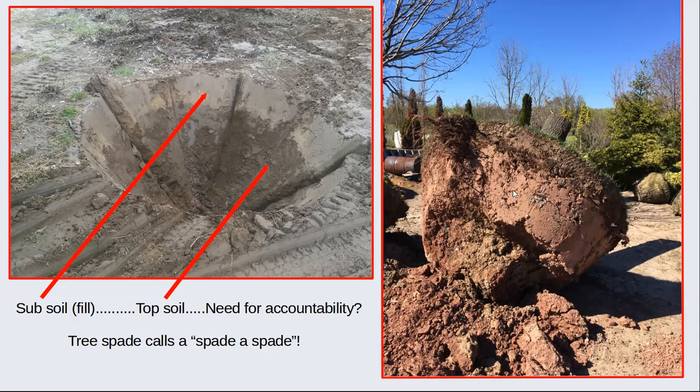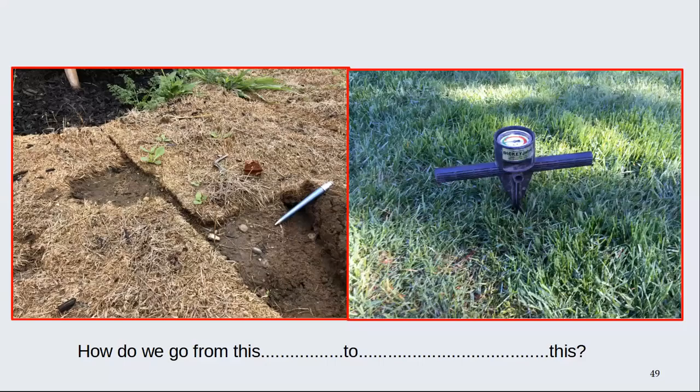The bulk density of this is probably approaching a brick in reality. And of course, the irony is we're going to put a tree right back in the site that this tree came out of. So this is what you often inherit when you move into a new home. You just don't know it. So we want to know, how do we move from what's on the left side of the screen to the right side of the screen?